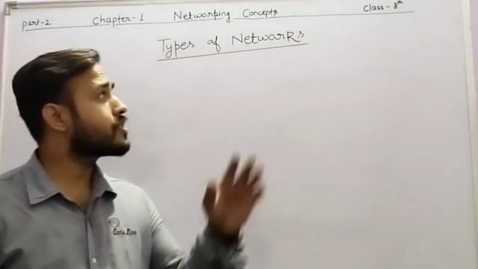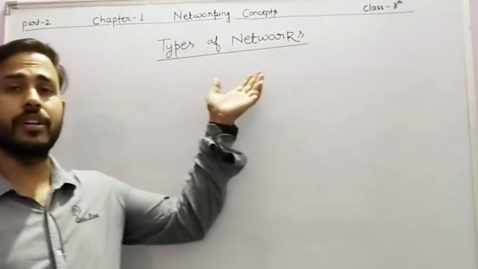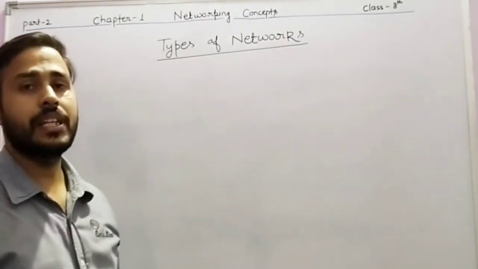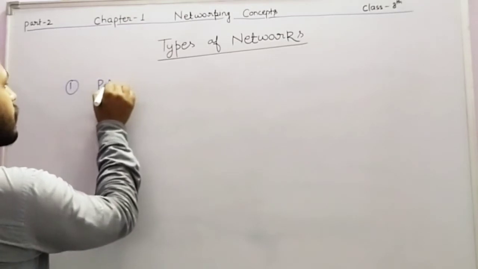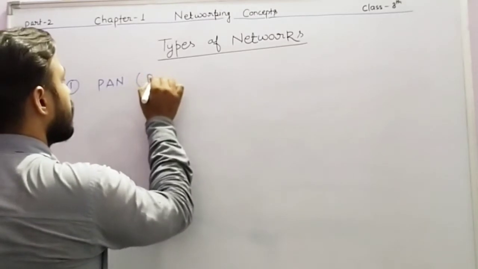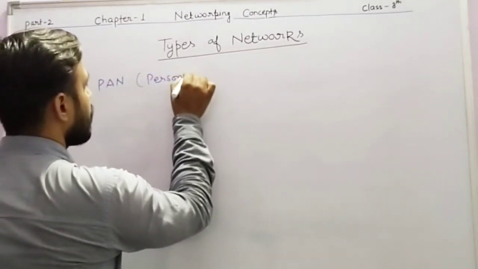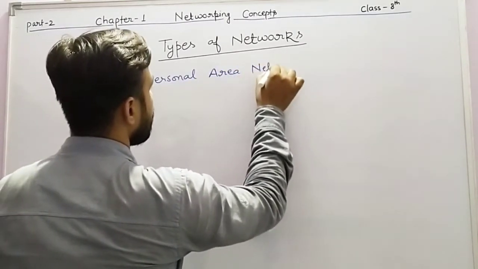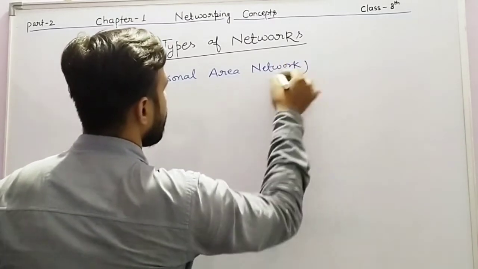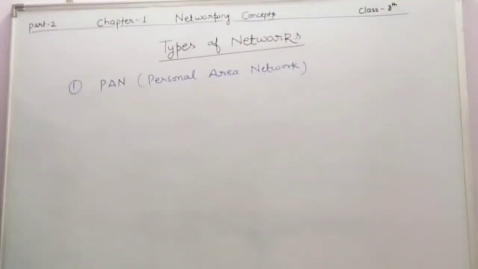Okay, students. The next topic is types of network. There are basically four types of network. The first one is PAN, that is personal area network. Okay, the first one is personal area network.